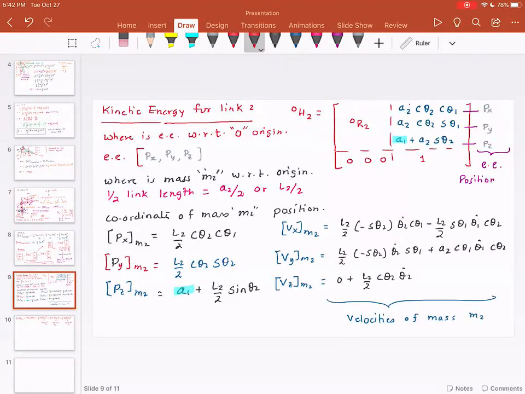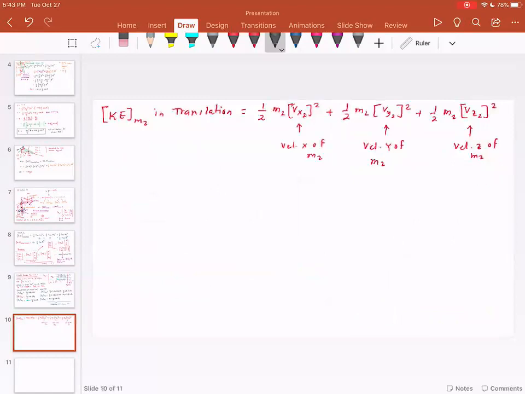Okay, let me see. Vz2 is this, in terms of sine theta 1, cosine theta 2, sine theta 1, cosine theta 1. Yeah, sine theta 1. So, Vz2.